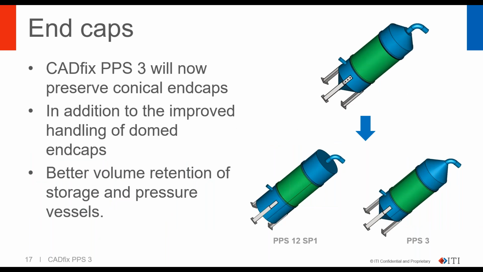Another area in which CADfix PPS utilizes greater intelligence is in the preservation of conical end caps. And this is in addition to the improved identification and handling of domed end caps. The automatic identification and extraction of end caps ensures a superior simplified result with a more accurate volume retention. Again, making results more suitable downstream for space management, clash detection, and visualization.